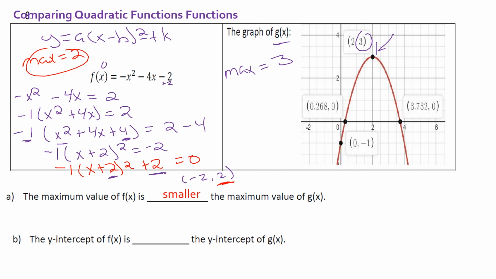All right, and then the B part says the y-intercept of f of x is blank the y-intercept of g of x. So we could just look at the forms here. So y-intercept, this is standard form, ax squared plus bx plus c. Remember, c is that initial value or our y value. So for f of x, our y-intercept equals -2.